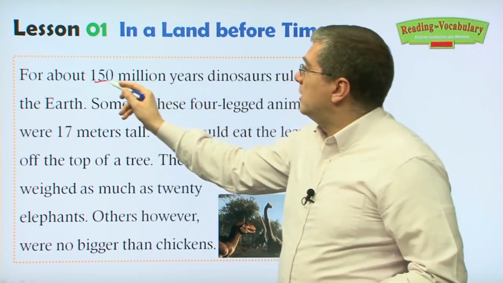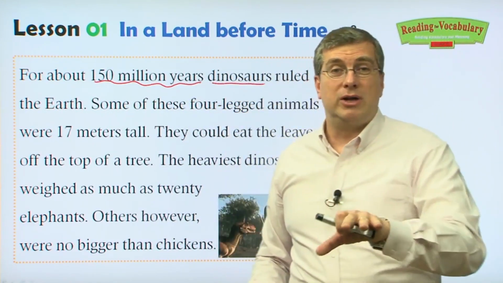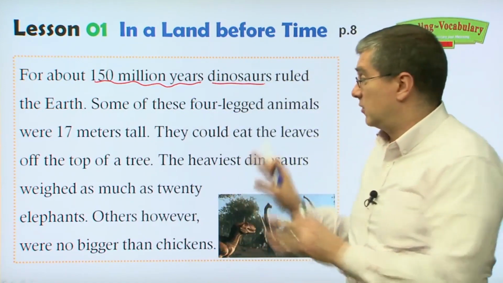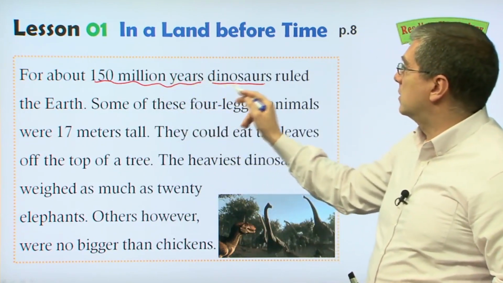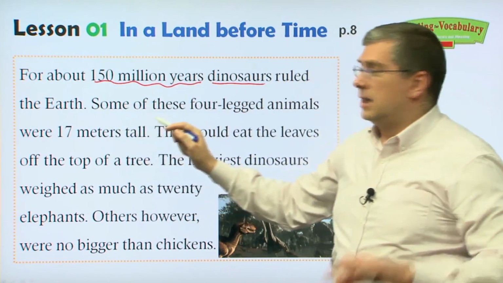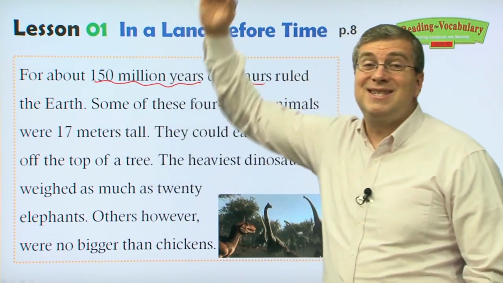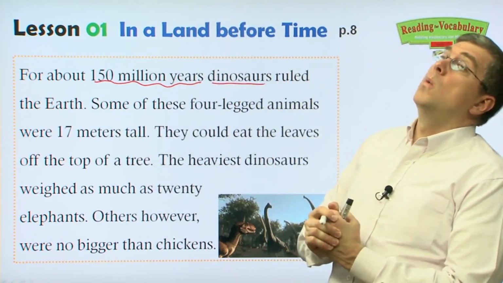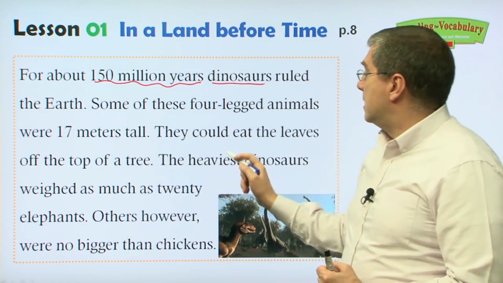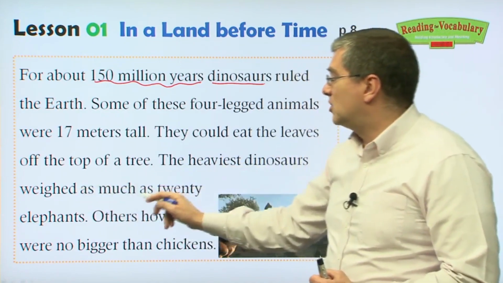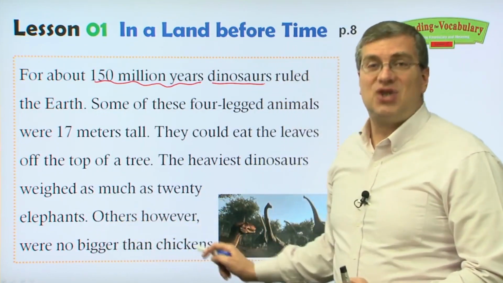For about 150 million years, dinosaurs were the remarkable creatures. They were amazing creatures, as we will see in this reading passage. So for about 150 million years, dinosaurs ruled the earth. Let's just go do the reading real quick. Some of these four-legged animals were 17 meters tall. They could eat the leaves off the top of a tree. The heaviest dinosaurs weighed as much as 20 elephants. Others, however, were no bigger than chickens, right?